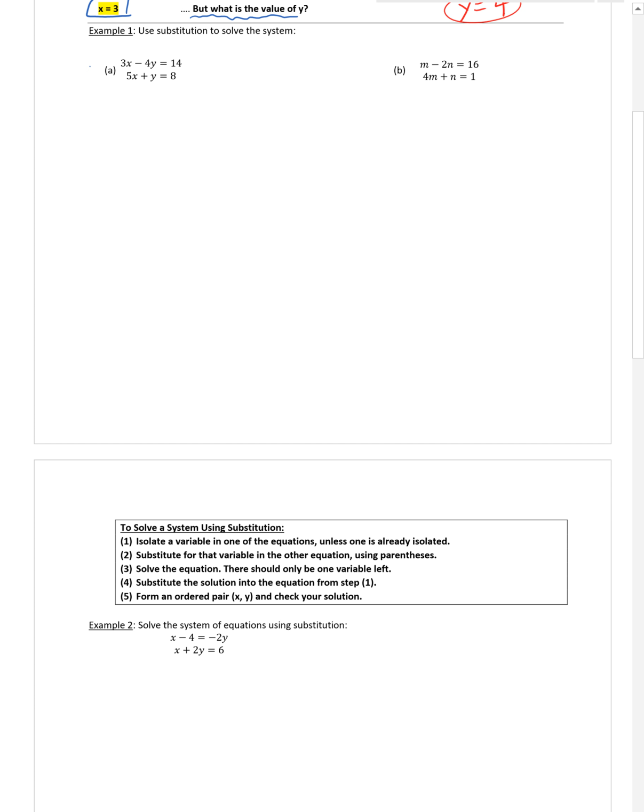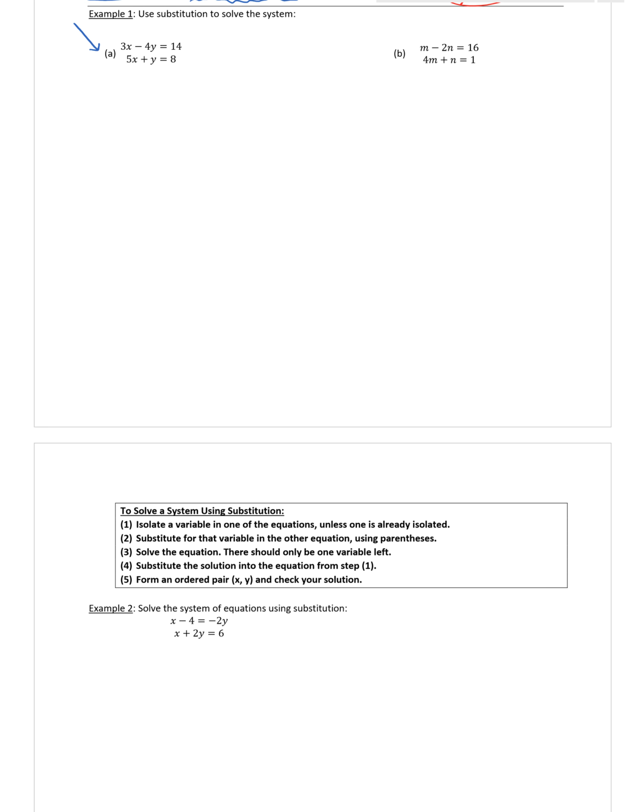So notice in this next example here, part A, we have two equations where neither variable is isolated. So in the last example, we had y by itself in one of the equations. So we need to make that happen again here. And you don't always have to solve for y. I would say try to isolate whichever variable looks the easiest to isolate. It could be an x or a y, and it could be the first or the bottom equation. It doesn't matter.